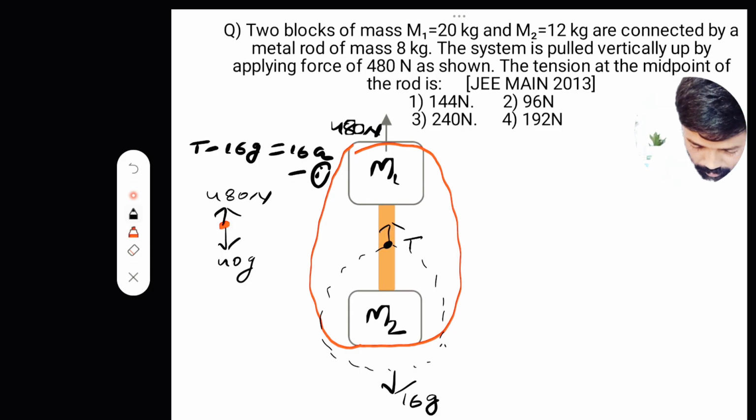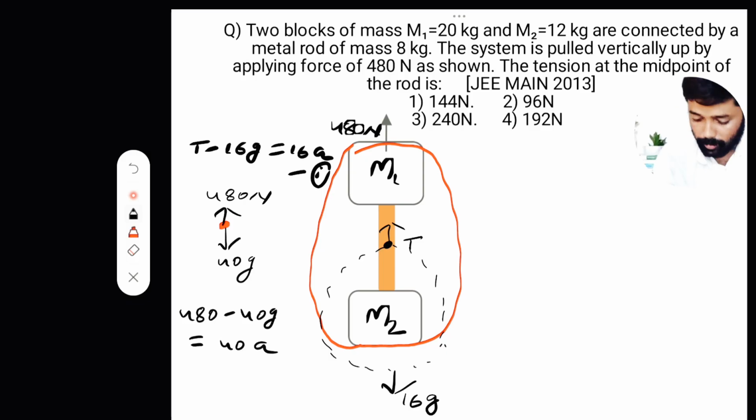So what you will get: 480 minus 40g is equal to mass into acceleration. Mass is 40. Acceleration is a, the same for M1 and M2, because it is not a spring case, and neither is the body detaching. 480 minus 400 is 80. 80 divided by 40 gives 2. So acceleration is 2 meter per second square.